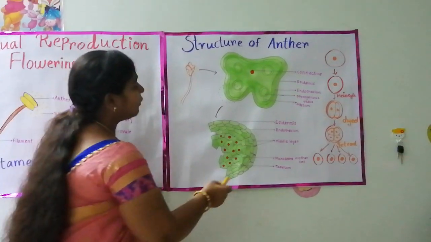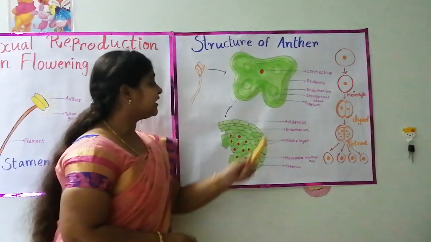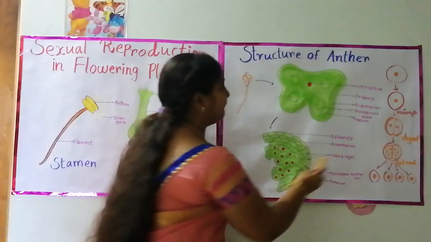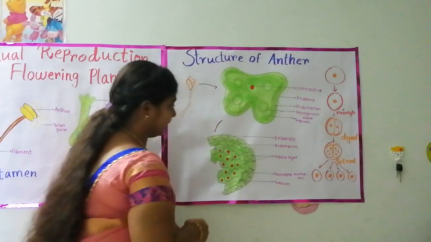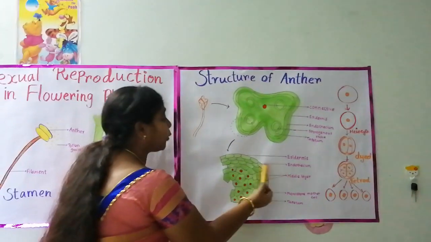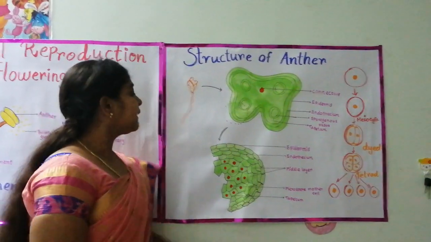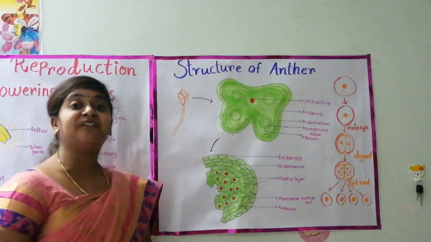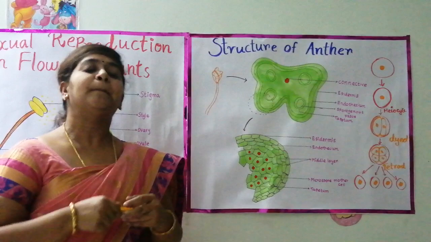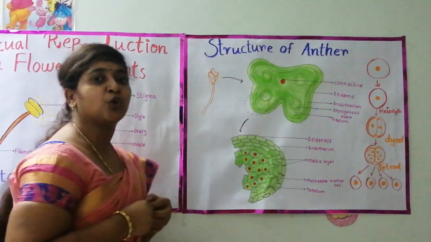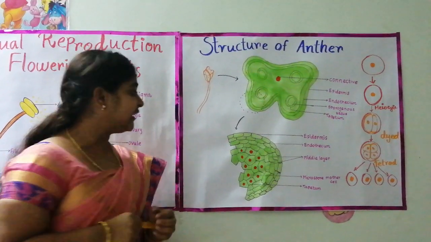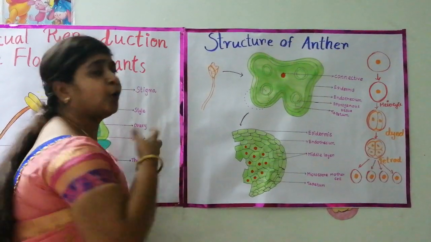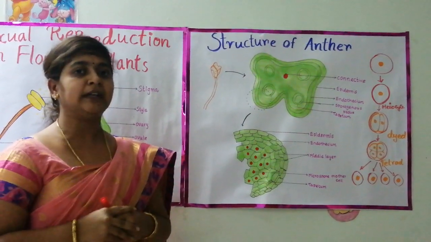What is the purpose, the function of those structures? That is the main thing. The epidermis, endothecium and middle layer give protection to the microsporangium. The tapetum gives nourishment to the microsporangium. What do you mean by nourishment? It gives nutrients to the spores. That is the main function of the tapetum.